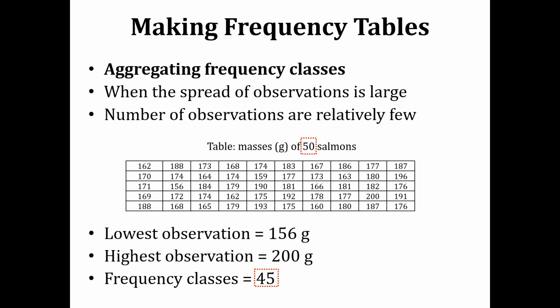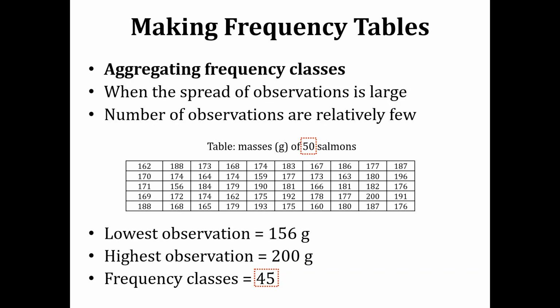So is this data going to be informative as such? No, this data is not informative as such. So what we're going to do is make the frequency table. And if we make a frequency table as such, what kind of table are we going to make? We are going to make a table with 45 rows.